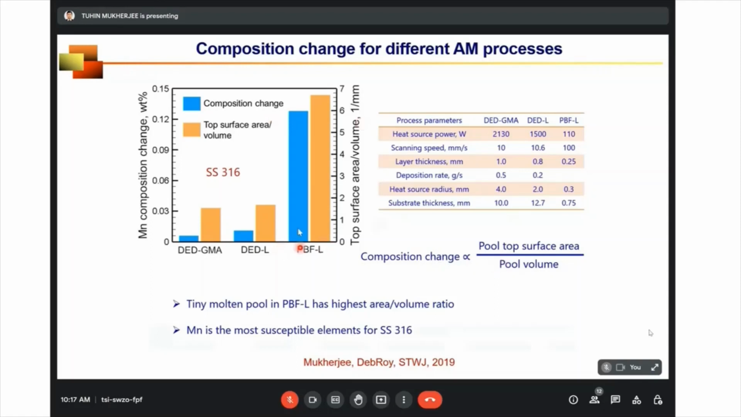For powder bed, although the pool top surface area is very small, the net amount of vaporization is less, but at the same time, powder bed has the smallest molten pool. That's why among the three processes, it shows the highest amount of composition change. So it has the highest amount of top surface area by volume ratio. That is the reason of the composition change.